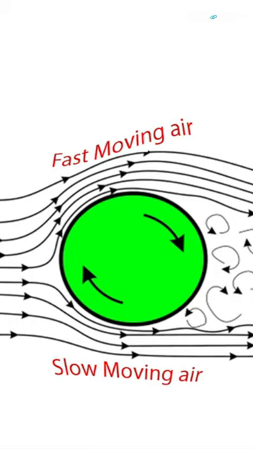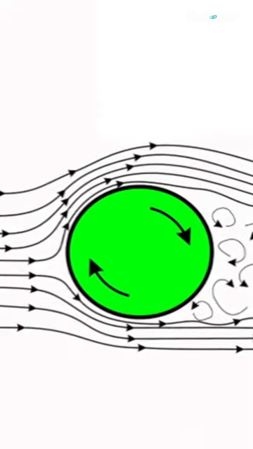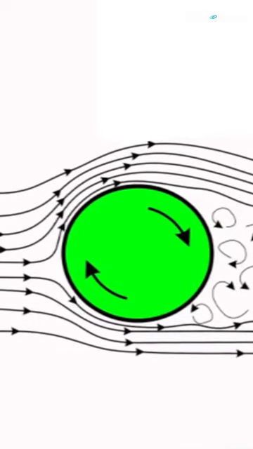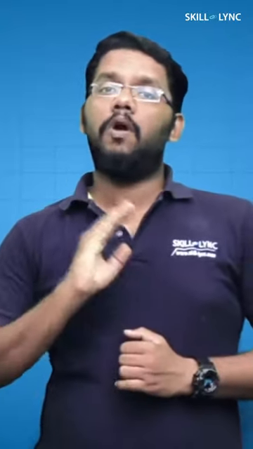is slowed down. The fast-flowing air creates low pressure, and the slow-moving air causes a buildup in the pressure. This pressure causes a small force on the cylinder called the Magnus force. This same Magnus force is what makes the football curve too.